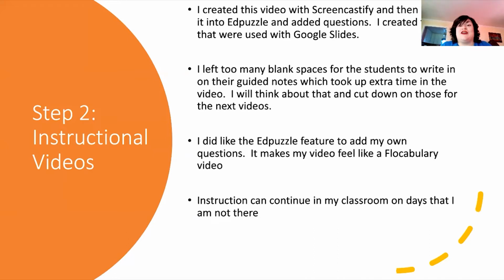So anyway, I used Screencastify. That was the one that I liked the best, Screencastify, to record all of my lessons. And then what I would do also is I would upload them into Edpuzzle. So not only were the kids watching my video and doing guided notes at the same time, but they could also watch this in Edpuzzle. And then it had open-ended questions that would pause the video at certain times.